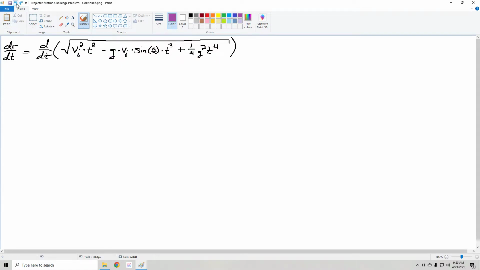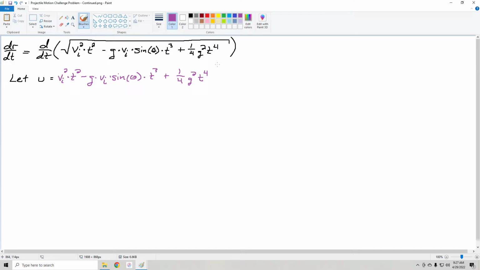So I'm going to let u, in my u substitution technique here, be equal to everything I had underlined in purple: v initial squared times t squared minus g times v initial times sine theta times t cubed plus 1/4 g squared t to the 4th. Okay? That is what we are letting u equal.